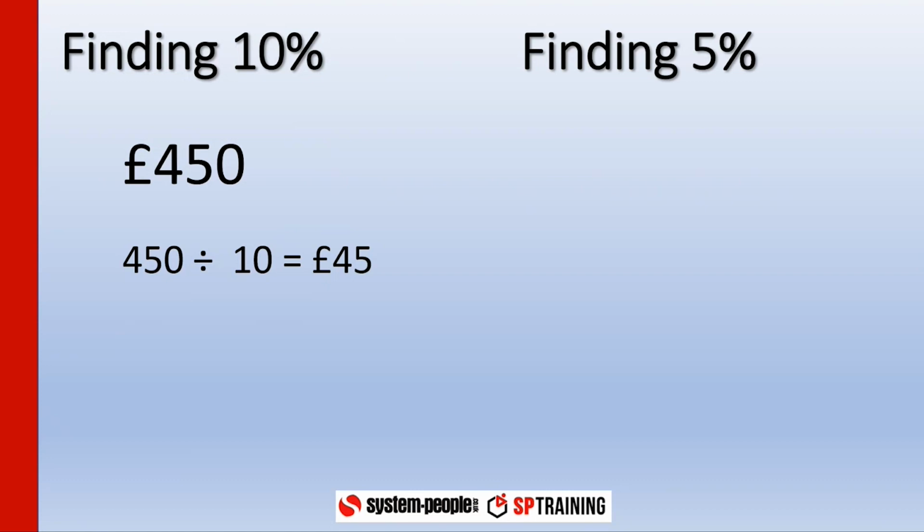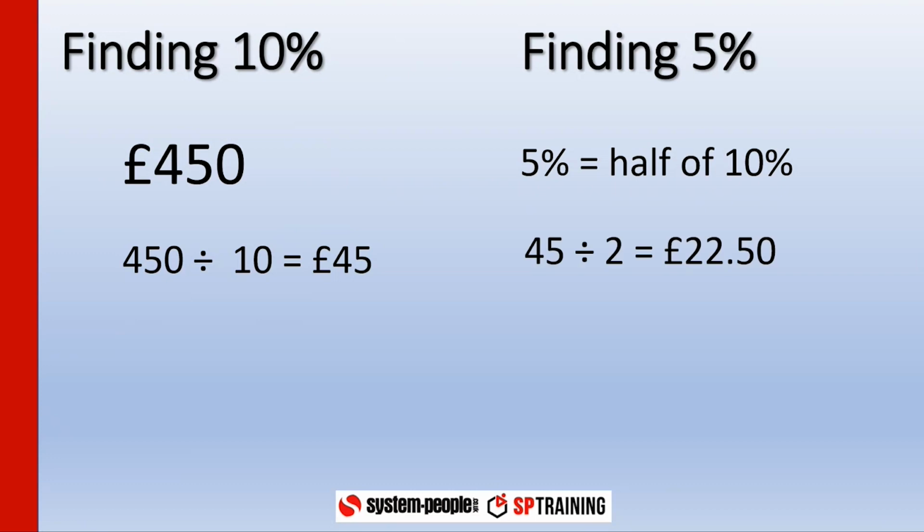£45. And next, if you want to find 5%, we can do that by finding 10% first, because 5% is half of 10%. So we then take our 45 and we divide it by 2 to get £22.50. So 5% of £450 will be £22.50. And then of course if you want to find 15%, we just add the two of them together.